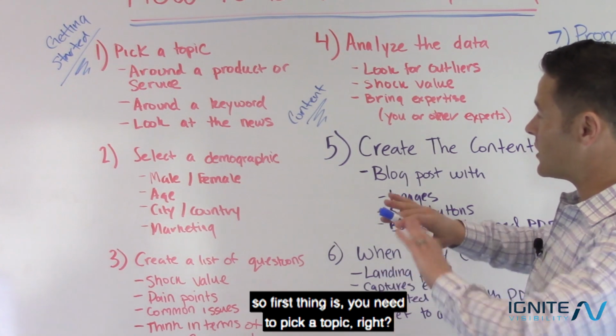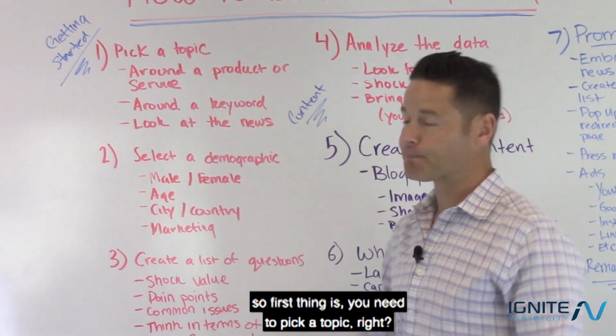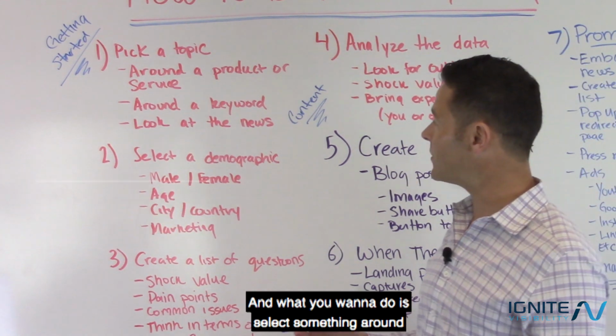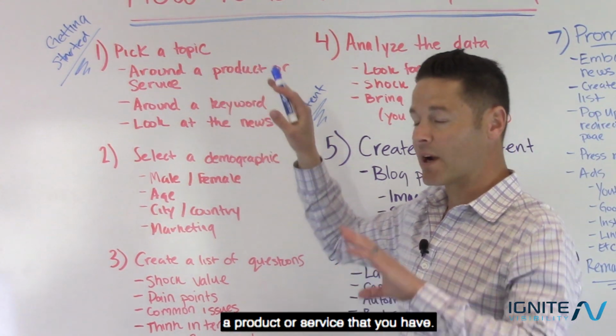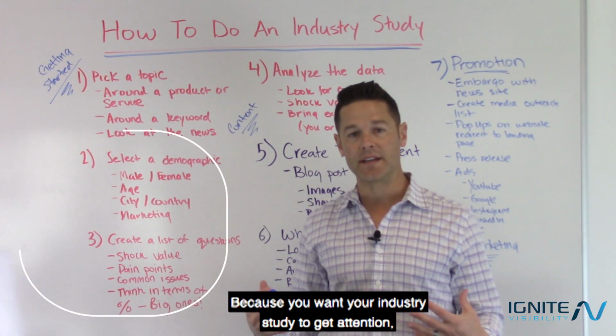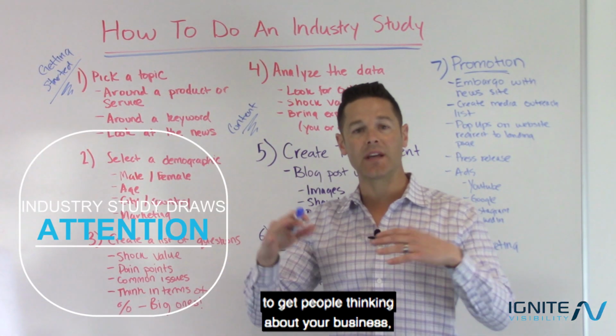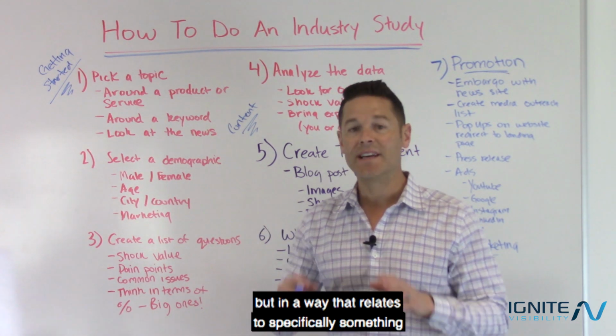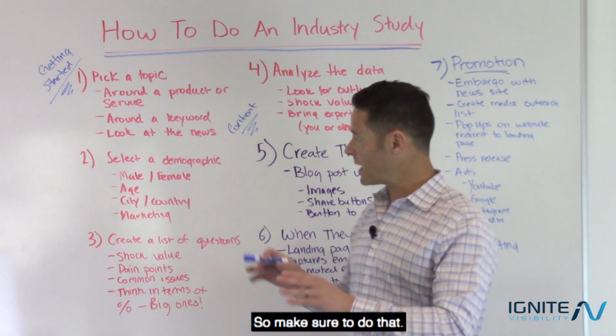So first thing is you need to pick a topic, right? What's your topic going to be for the industry study? What you want to do is select something around a product or service that you have, because you want your industry study to get attention, to get people thinking about your business, but in a way that relates to specifically something that you want to sell. So make sure to do that.